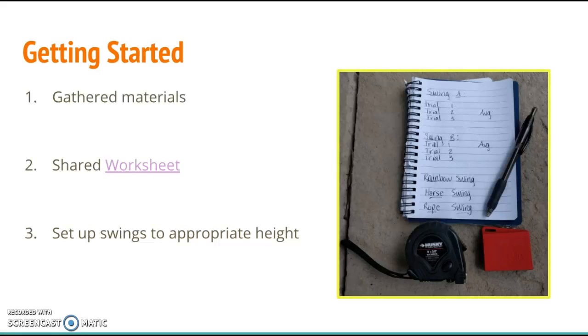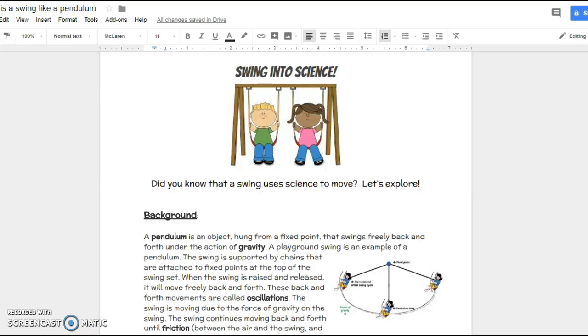To get started, I gathered my materials, which were this notebook, a tape measure to see how long everything was, and my sensor tag. I have my worksheet that I created, and I set up my swings to the appropriate height. Since I don't have access to a printer right now since I'm on sabbatical, I am just going to show you what the worksheet looked like. So here we go.